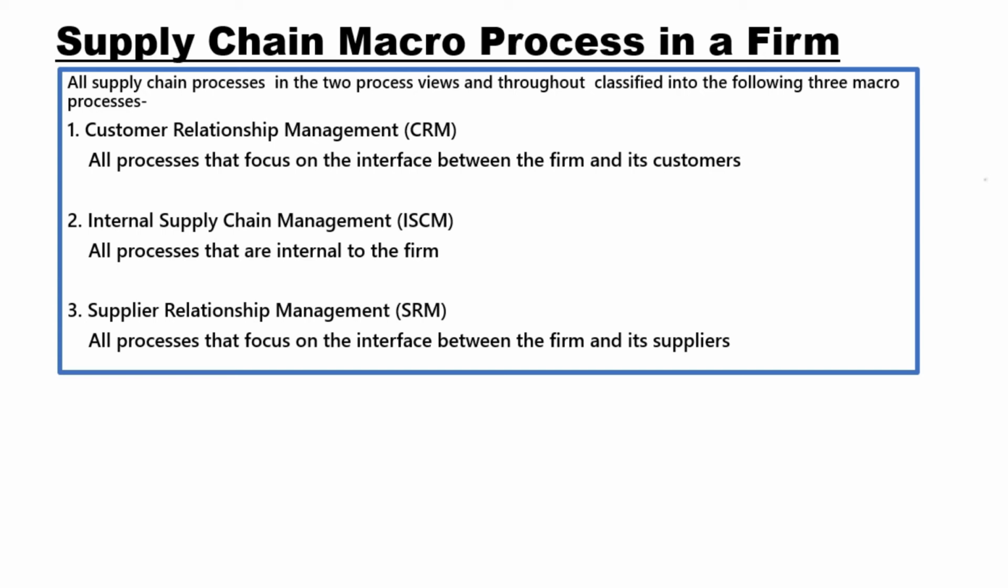Point 2, internal supply chain management, ISCM. Here the processes that are happening internally in the firm are the main focus. Point 3, supplier relationship management, SRM. The processes that focus on the interface between the firm and the suppliers.